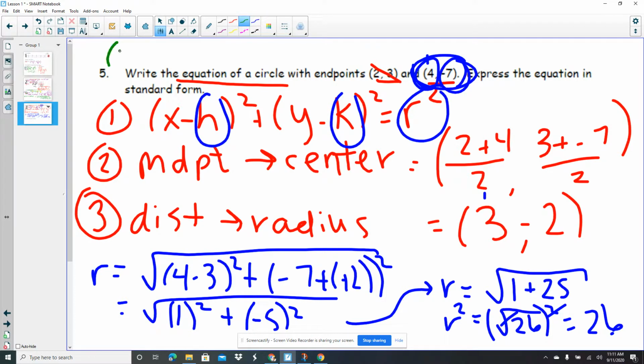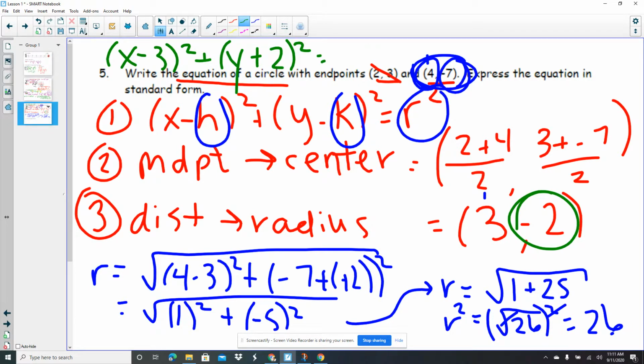So we have (x minus 3) squared plus, let me have you think about this one. What do we do with that? We don't write y minus -2, we put (y plus 2) squared equals 26. There it is. Equation of a circle.